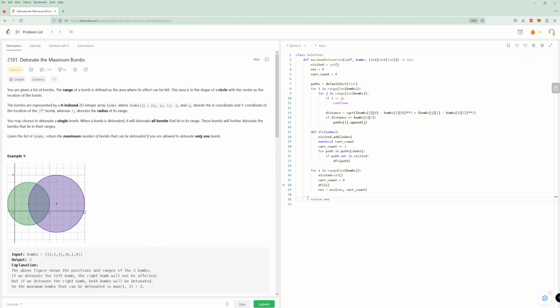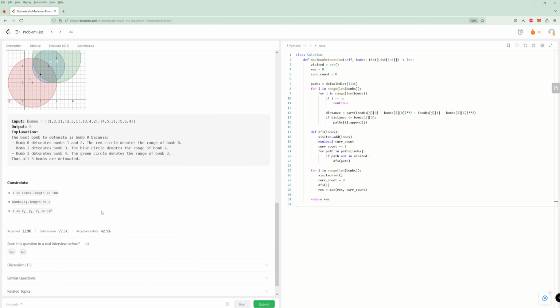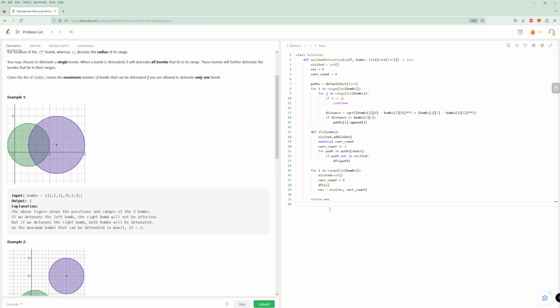Now let's think of the time and space complexity. Hopefully that makes sense. There's not too much you can do to optimize this, and as usual, this doesn't have to be super optimal because there's only 100 bombs. That's another hint: it's not like 10 to the 6 or 10 to the 8 bombs or something. So let's think of the time and space complexity here.